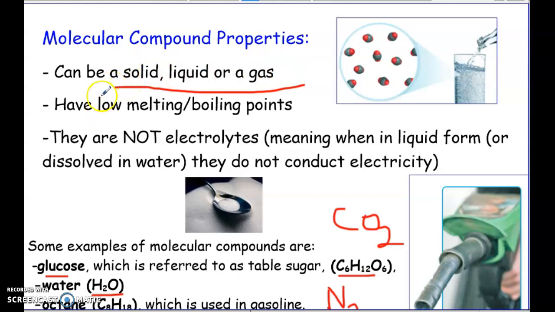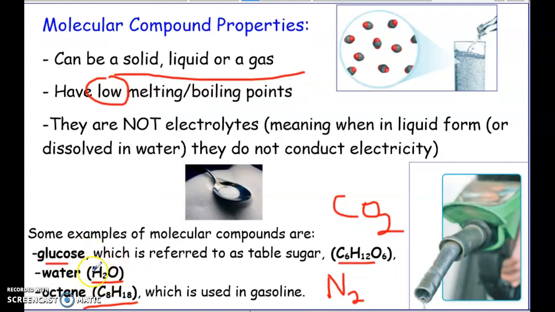If you remember, ionic compounds have very high melting and boiling points. Molecular compounds have relatively low melting and boiling points. So if you remember, we were talking about ionic compounds, they can be over 800 degrees, which is very high if you compare it to something, let's say, like water, which boils at 100 degrees. Or the melting point, I should say, is 0 degrees, right? So it's not a matter of a big number or a small number, but comparing the two types, molecular compounds are always lower than ionic compounds.